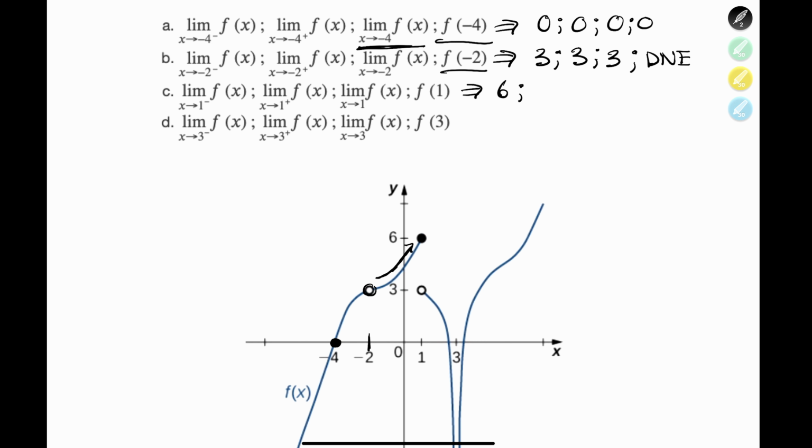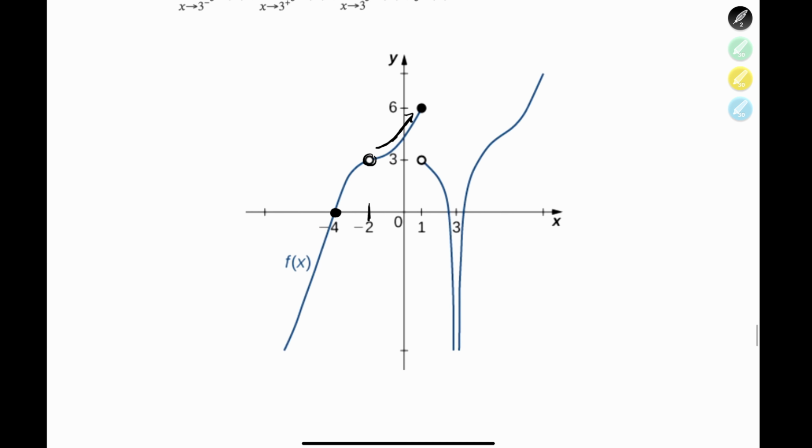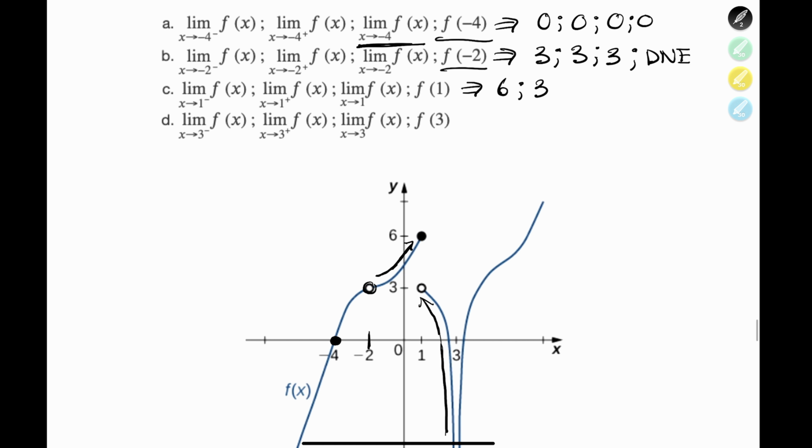Looking at the second part of part C, we want to find the limit of f of x as x approaches 1 from the right-hand side now. And as we can see, as we start from the right-hand side, we get closer and closer to 1, we actually approach the value 3. So we approach 3.